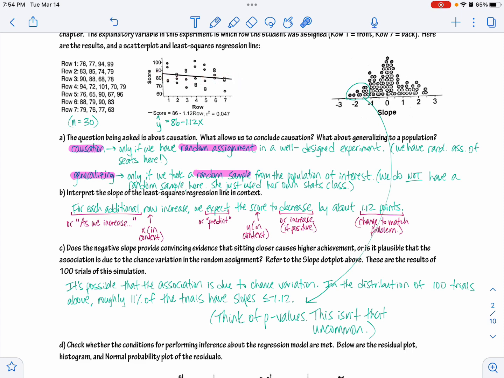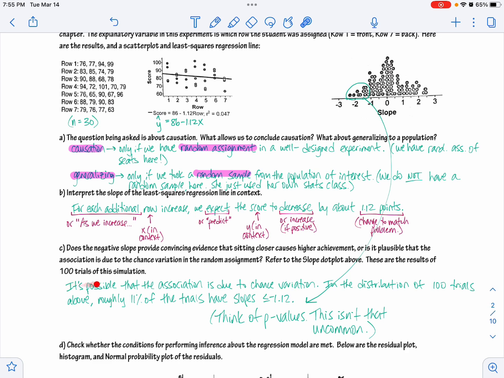And what we have here is a dot plot of all the different slopes. As you can see, zero's right in the middle. We have some negative slopes. We do have some positive slopes. But our slope of negative 1.12 is about right here, and I'm counting roughly 11 dots that are at that value or even more extreme. Think about p-values. Our p-value here would be 11 out of the 100 dots. It says there's 100 dots right here, so I know there's 100.